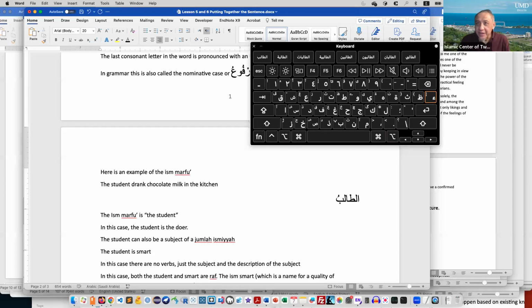Okay. Al-talibu. So now we know that if we were to translate this sentence to Arabic, and I won't do it right now, I'm just focusing on the isim right now, the isim marfu here will look like this. That's what it is. Al-talibu.